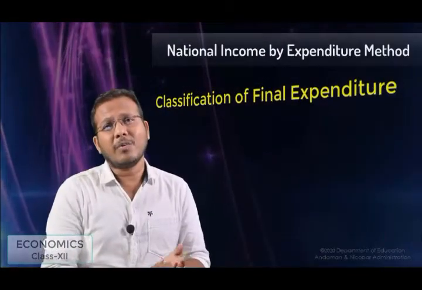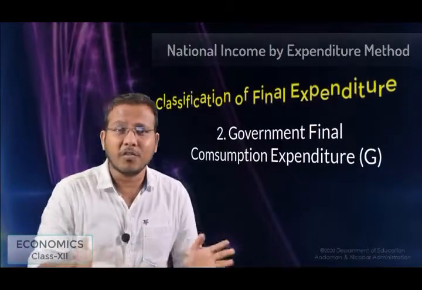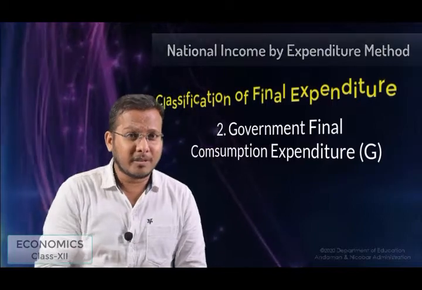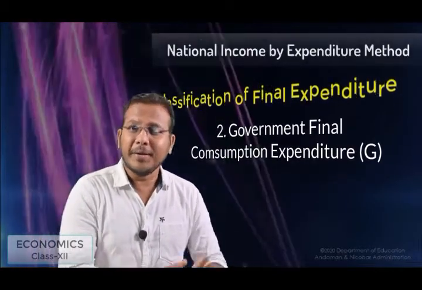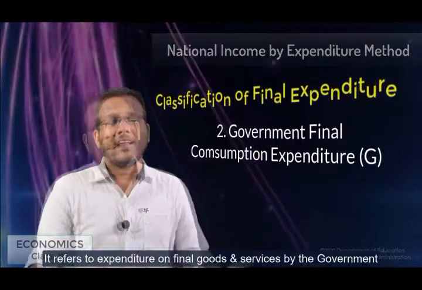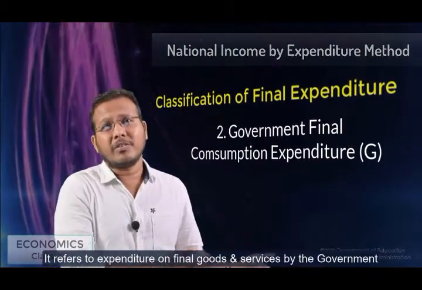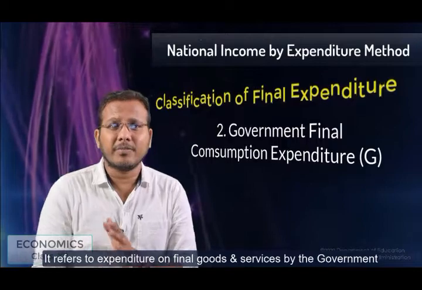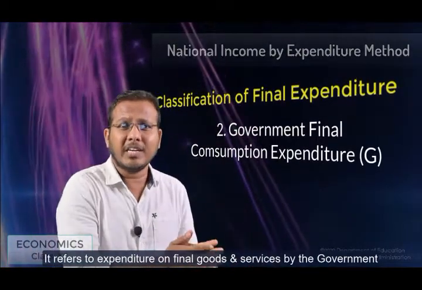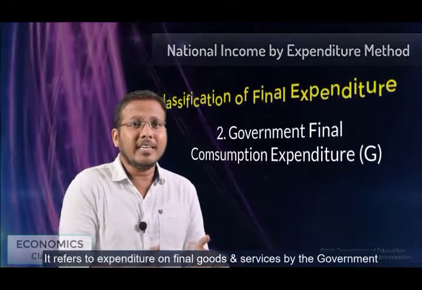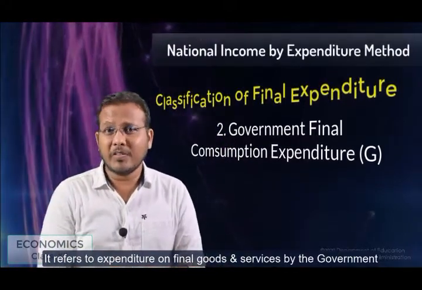Then we have the government final consumption expenditure, that is the value of G. The government final consumption expenditure refers to the expenditure on final goods and services made by the government. That is like the expenditure made by the government on the consumption of defense personnel and the goods purchased for developmental activities in the economy. They will be counted as the government final consumption expenditure, or the value of G.